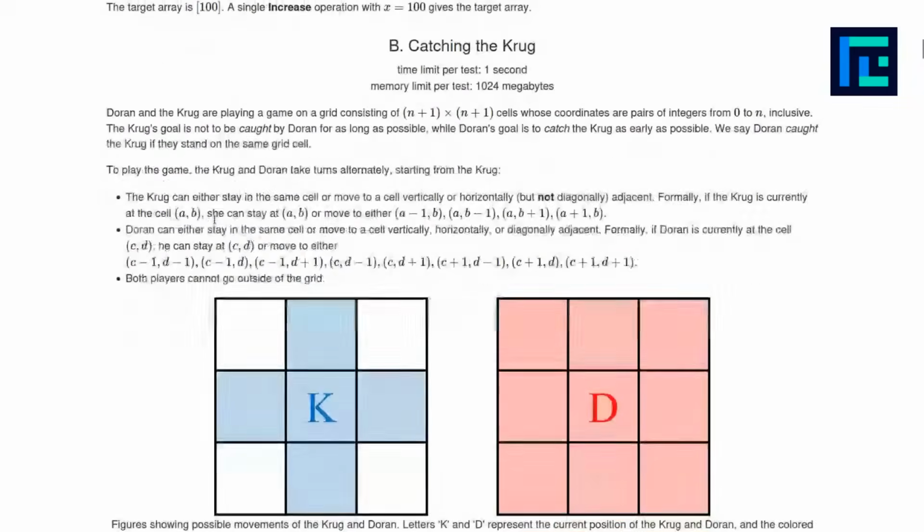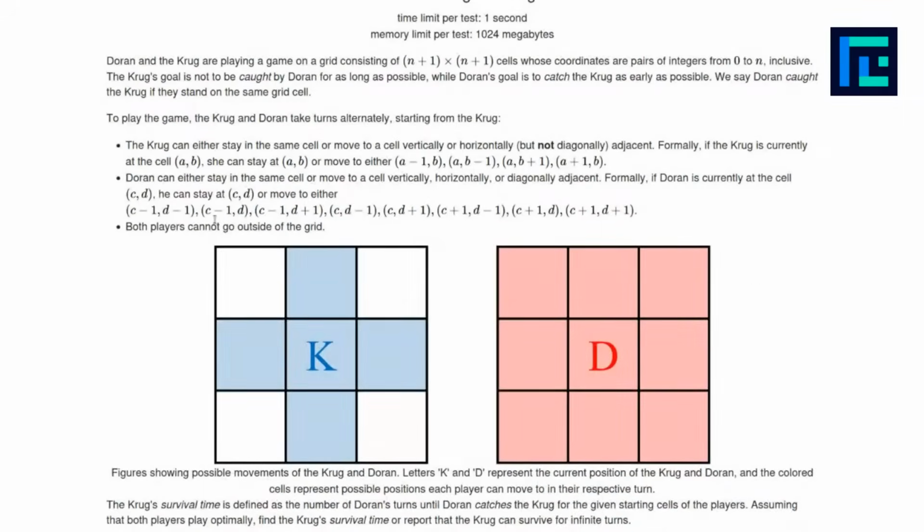Okay. Catching the Krug. So basically what is going on in this problem? We have a grid numbered from 0 to n, right? So a total of n plus 1 times n plus 1 cells. And there is a Krug and there is a Doran. And basically the Krug can move up, down, left, right. So it can move vertically or horizontally, but not diagonally. And Doran can move up, down, left, right, and diagonally also. So Krug moves normally, and Doran is basically like a king in chess.